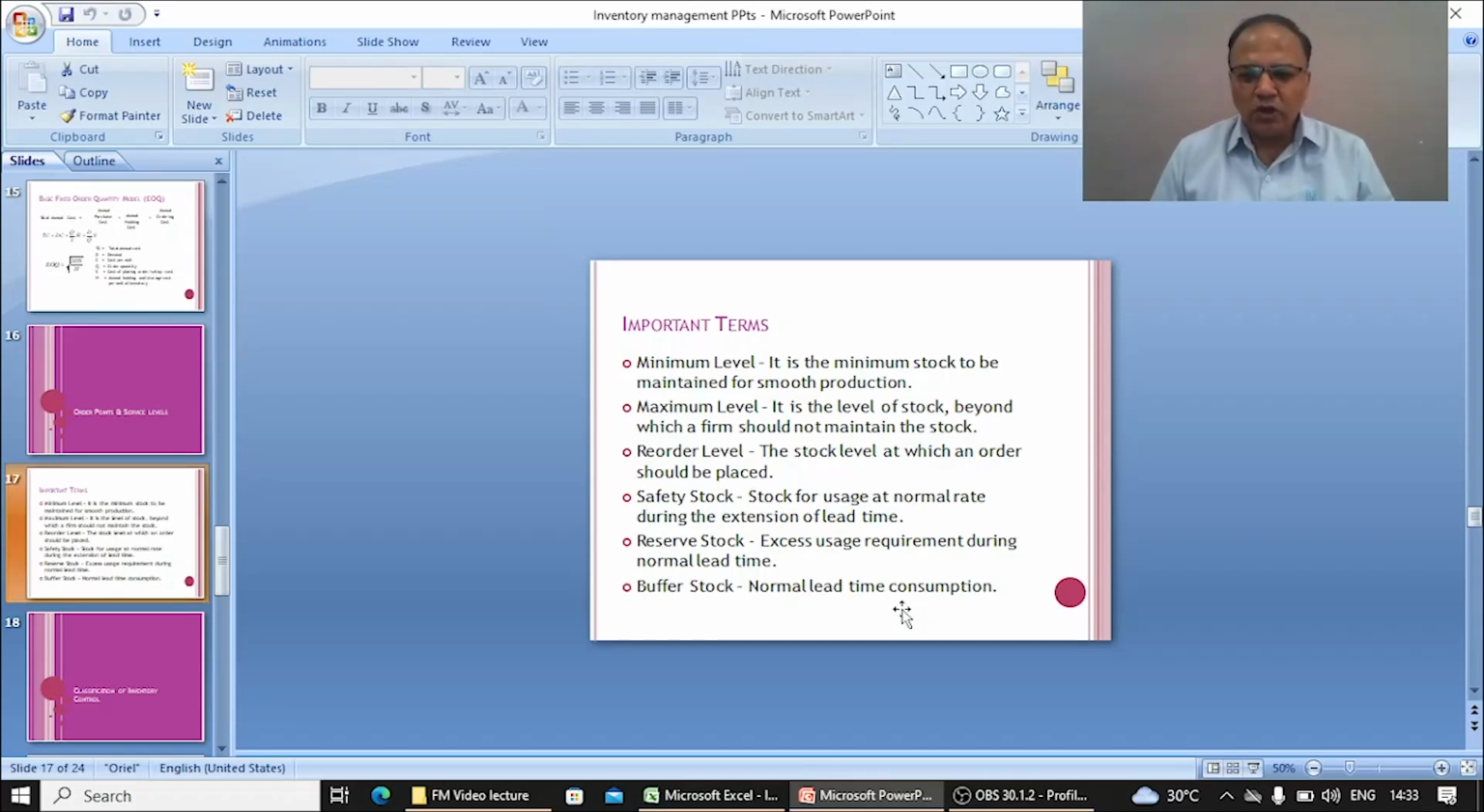Safety stock. Stock for usage at normal rate during the extension of lead time. So this is called safety stock. It means the stock usage at normal rate during the extension of lead time. Next is reserve stock. Excess usage requirement during normal lead time. And next one is the buffer stock. Buffer stock means normal lead time consumption.